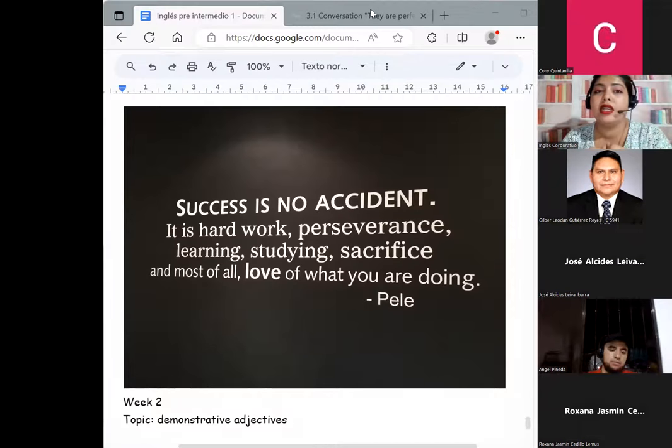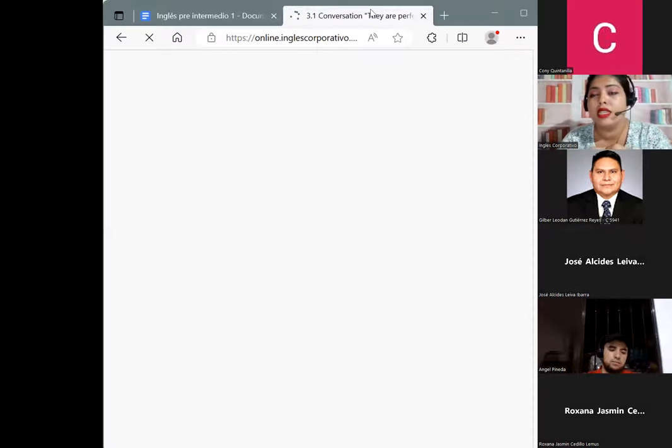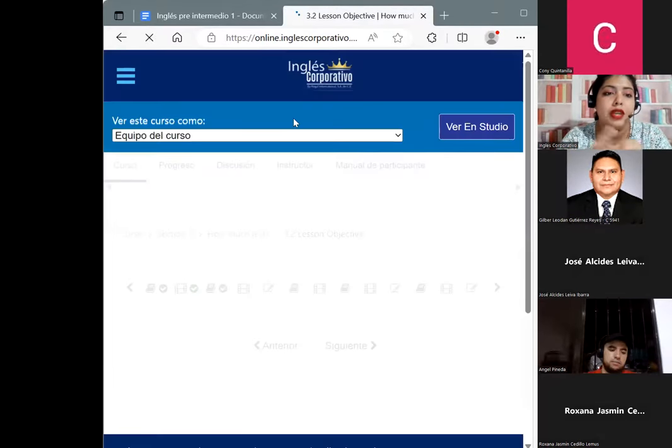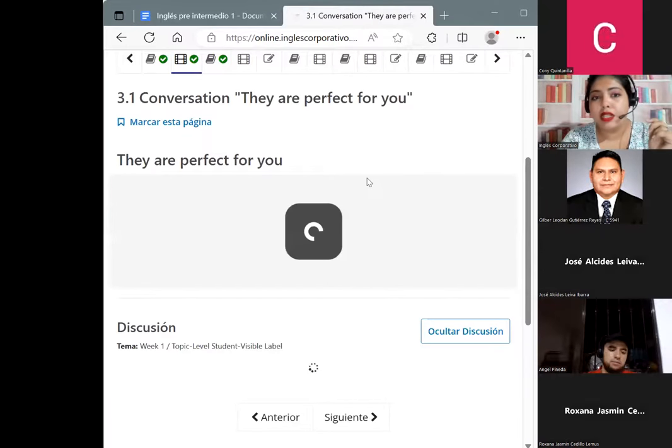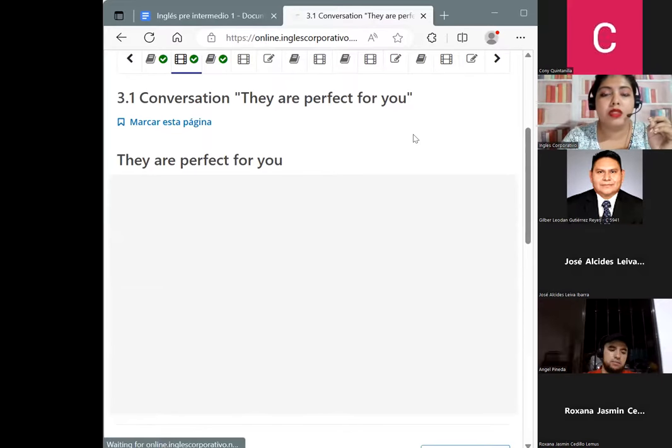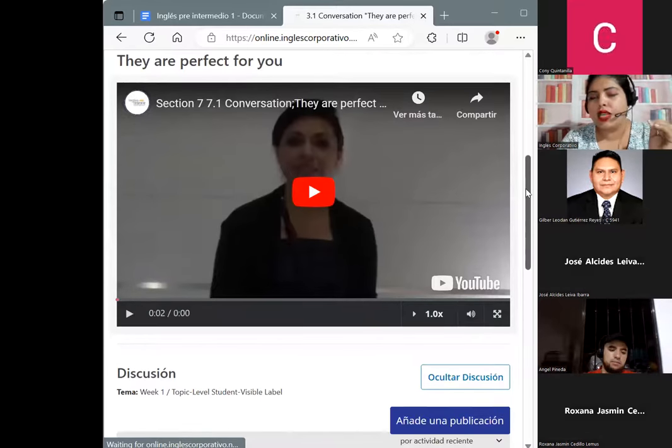And we find this conversation in section number 3 of the platform. But give me a second because it's loading. Okay. So we are at the beginning of section number 3. So we are going to see what this conversation is about. We are going to pay attention and then we are going to have a conversation related to this information. So let's pay attention.